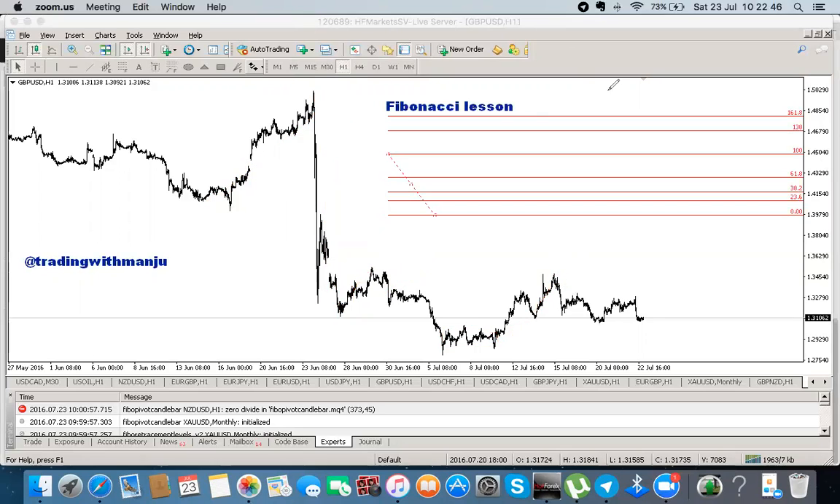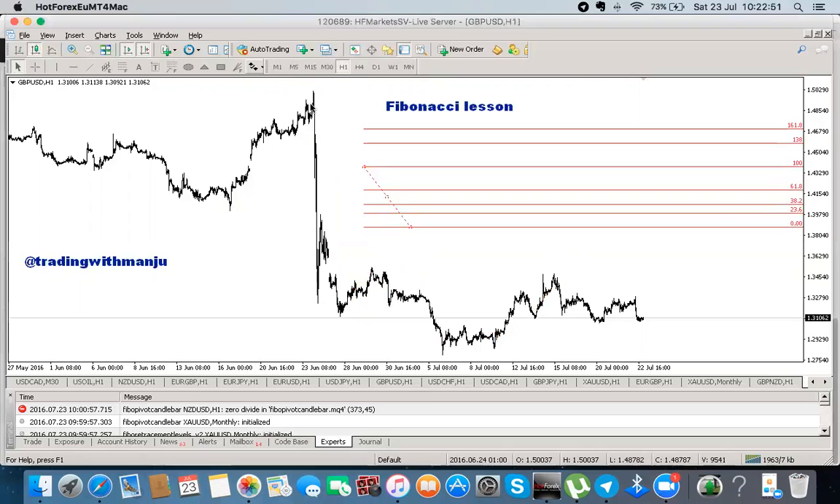Once you have identified the impulsive wave, all you have to do is look at the wave and understand that this is where the market is trending downwards, right? The market is trending downwards, right? The market is coming from the top to the bottom, right?